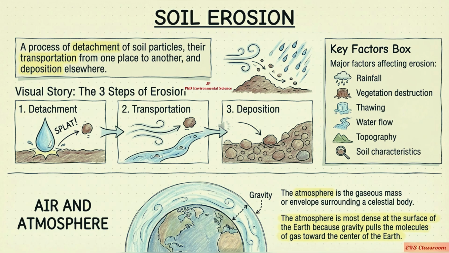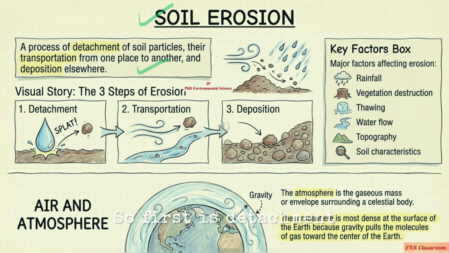Soil erosion. It is the loss of fertile topsoil which reduces soil productivity and causes land degradation. So this is the process of detachment of soil particles, their transportation from one place to another and deposition elsewhere. So what happens actually? The soil particles break loose, they move by wind or water and they settle at another place. You can see this in this visual box.